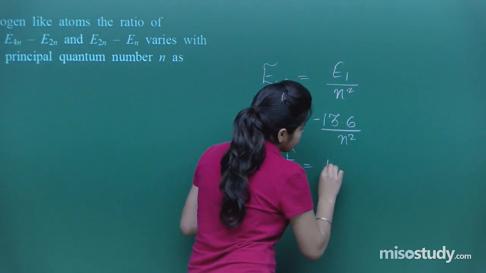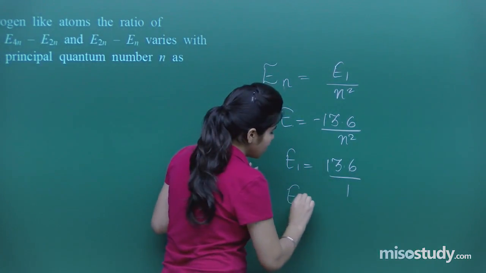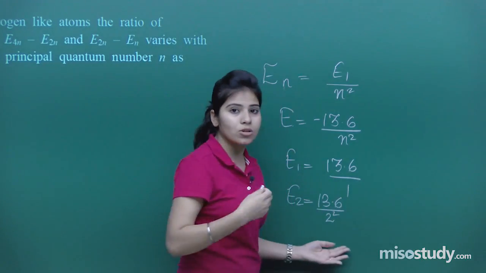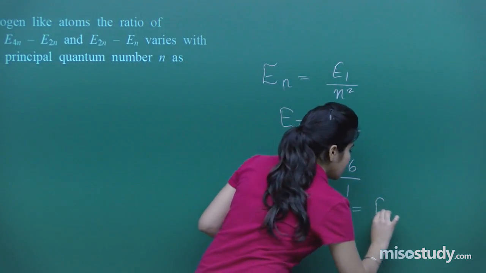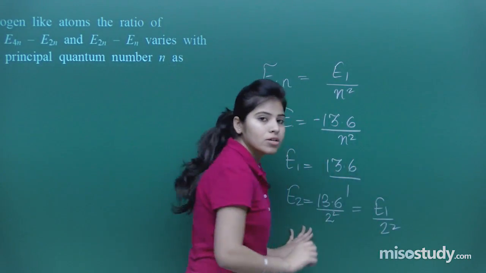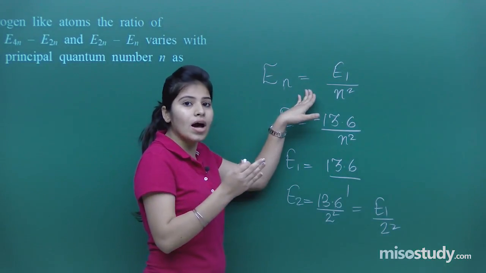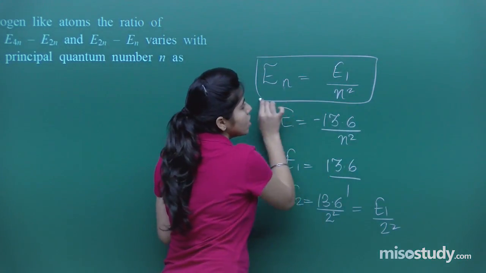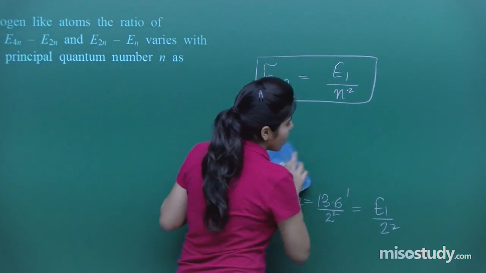13.6 upon 1, right? E2 will be 13.6 upon 2 square, that will be 4. So can I write this E2 as E1 upon 2 square? So definitely it is going to be converted into this form if we are going to write it for n. So that means we have En equals E1 upon n square. So let me just start with the question now.